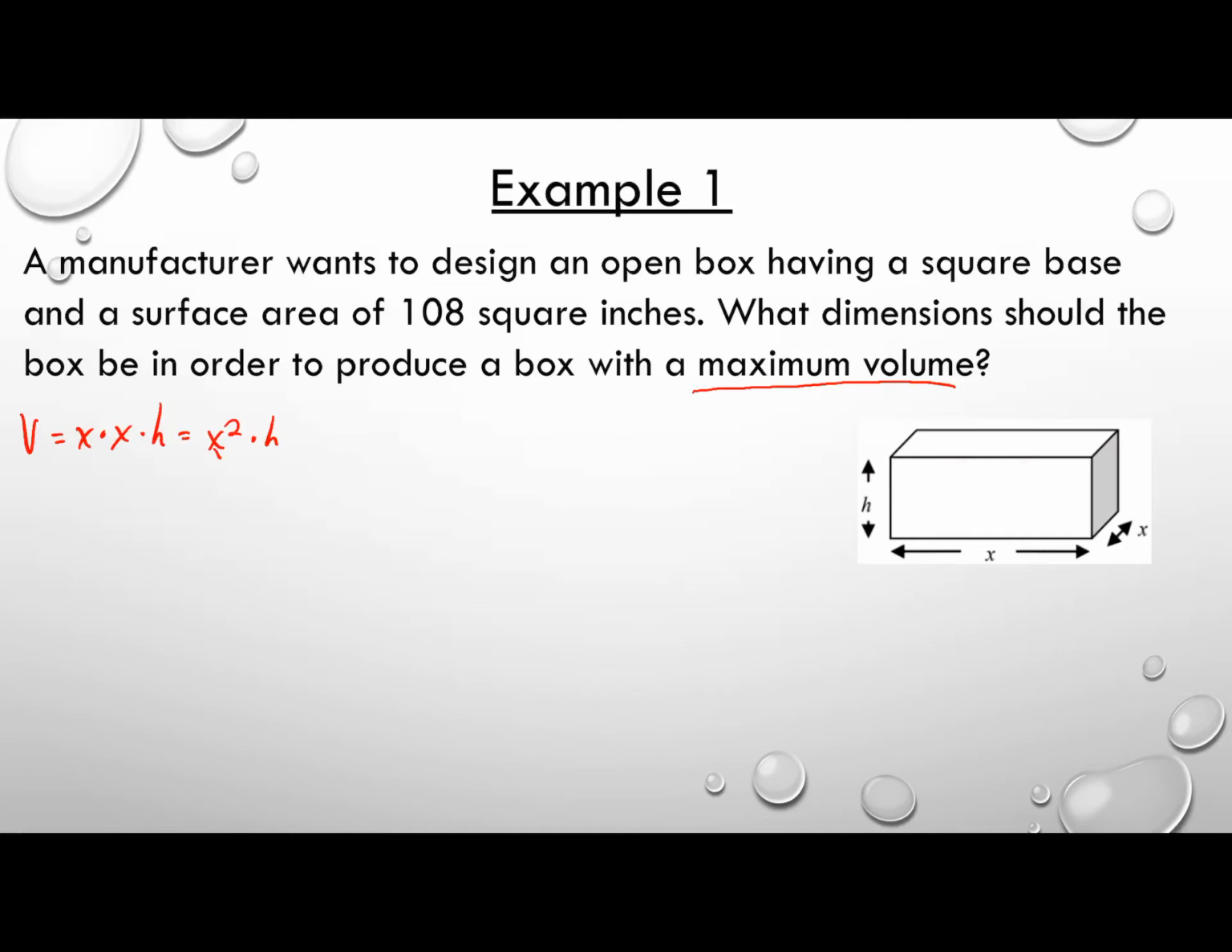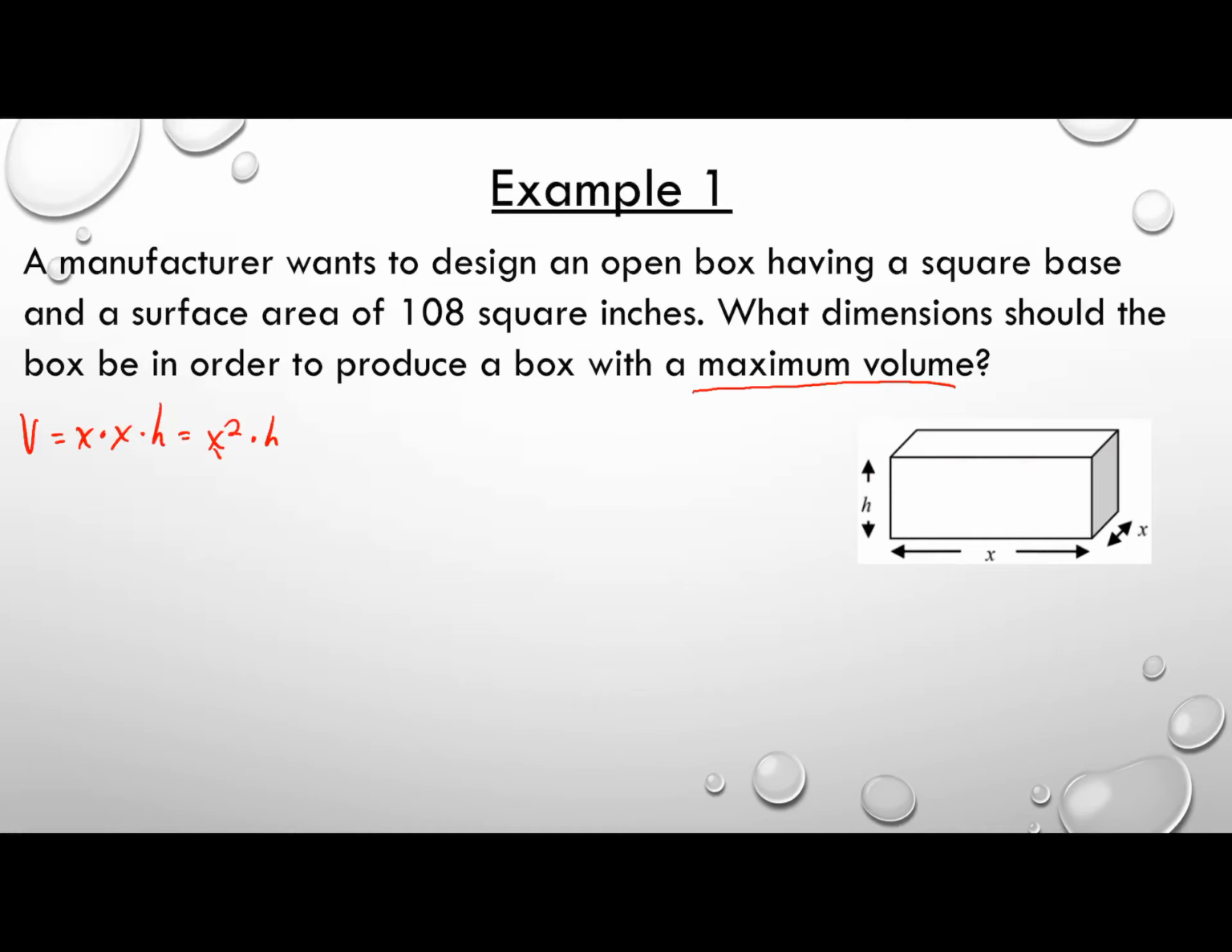So let's subtract x squared from both sides of the surface area equation. So we have 4xh is equal to 108 minus x squared. Now we're going to divide both sides by 4x. So h is equal to 108 minus x squared over 4x. We got that.